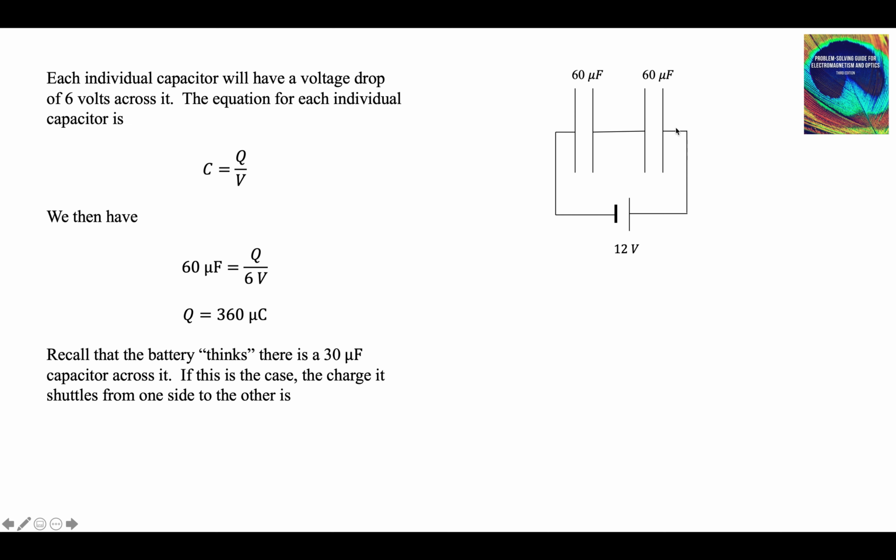The battery thinks there's a 30 up here. This plate and this plate combine to be 30. And we can use C equivalent to calculate the charge through the battery. This is the charge through the battery. That's the voltage of the battery. The charge through the battery is 12 volts times 30 microfarads, which is 360 microcoulombs. And that's what we got for the charge on this thing. So it all fits. The battery pulled 360 microcoulombs from one side to the other. The battery thinks there's a 30 microfarad capacitor up there. It all fits. It makes sense.